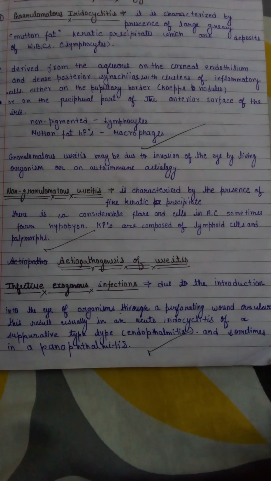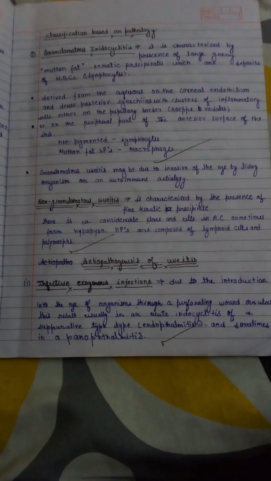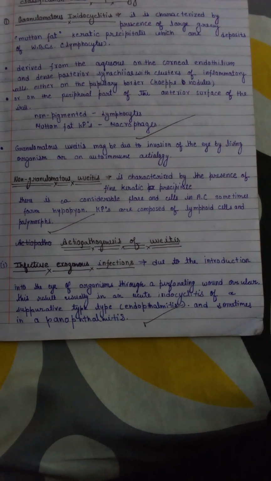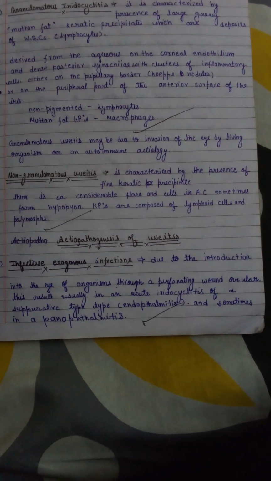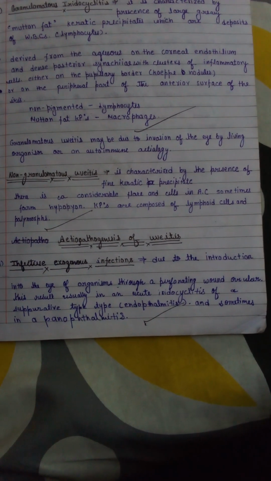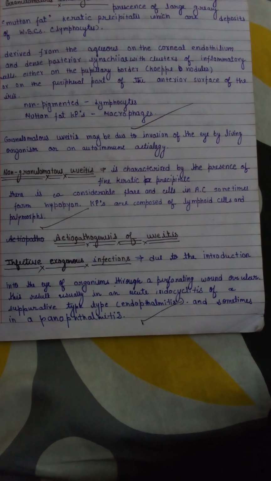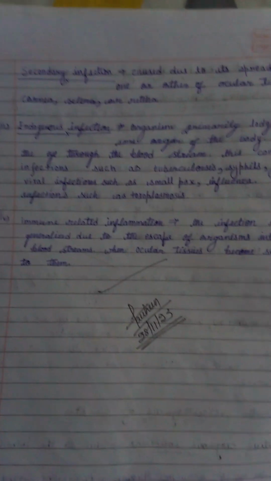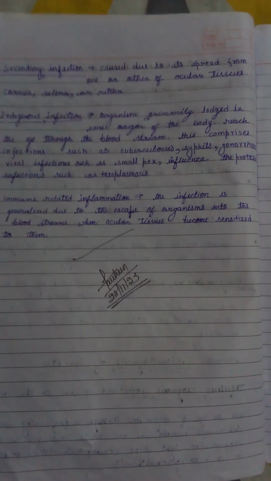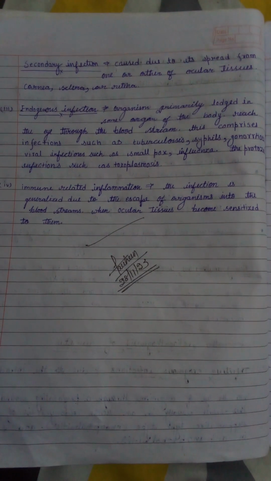Now we will talk about the etiopathogenesis of uveitis. Infective: exogenous infection is due to the introduction into the eye of organisms through a perforating wound or ulcer. This results usually in acute iridocyclitis of a suppurative type, endophthalmitis and sometimes panophthalmitis. Now we will talk about secondary infection caused by spread from one or another of the ocular tissues: cornea, sclera or retina.